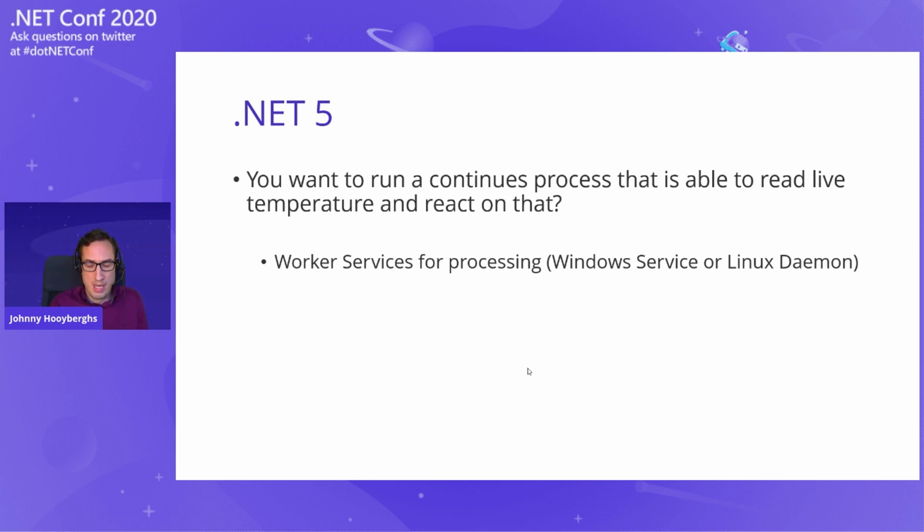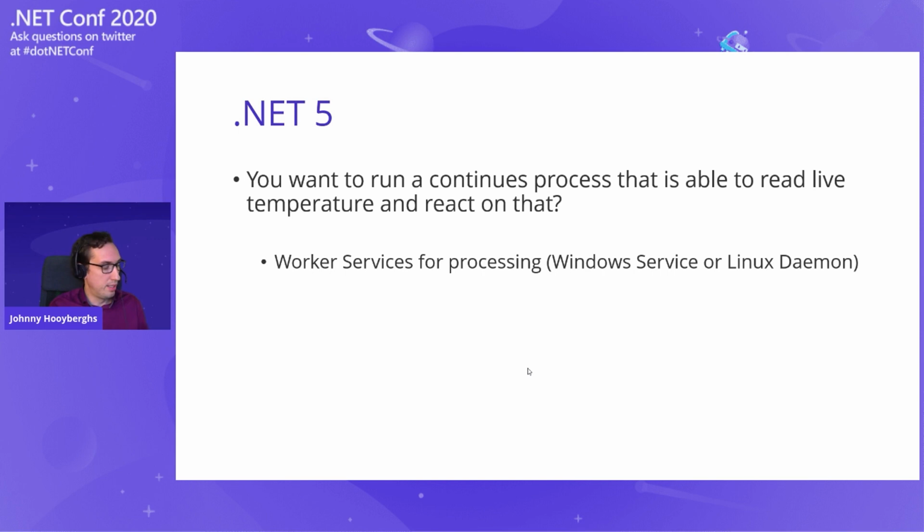So this is basically a long-running continuous process that needs to watch the temperature and needs to switch these relays. Again, .NET 5 provides me with a template called a worker service, and a worker service is like a Windows service in .NET Framework, but much more flexible. I can install this on a Linux machine and run it as a Linux daemon. I can install it on a Windows device as a Windows service, or I can just run it as a console application. So that's exactly what I'm doing.